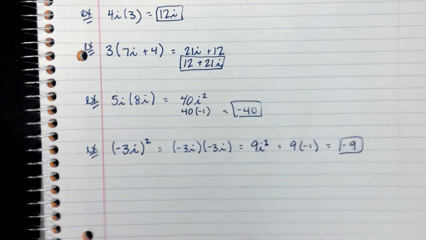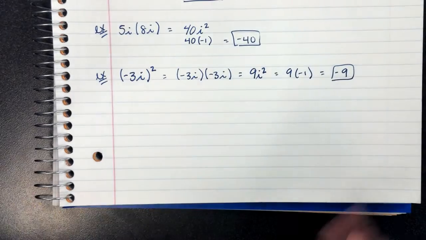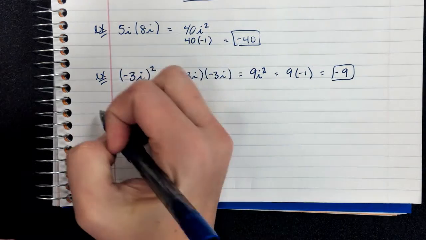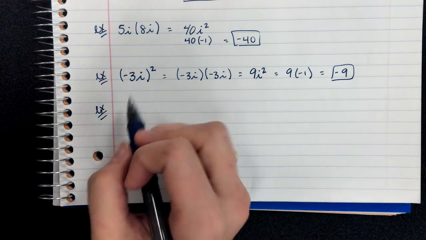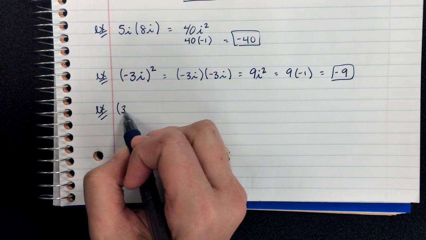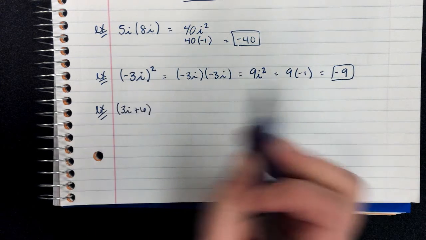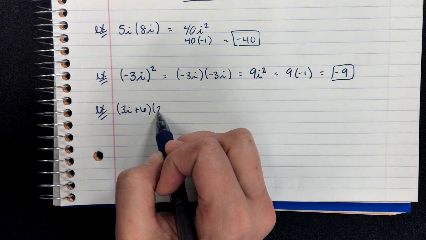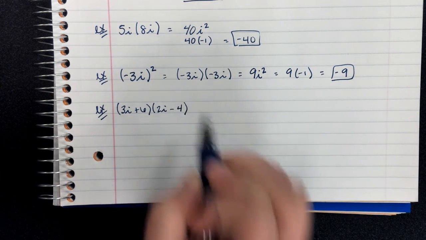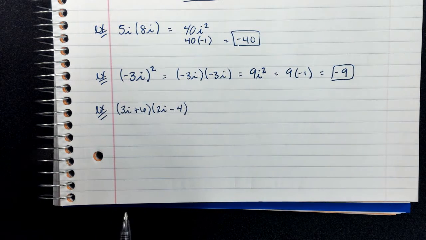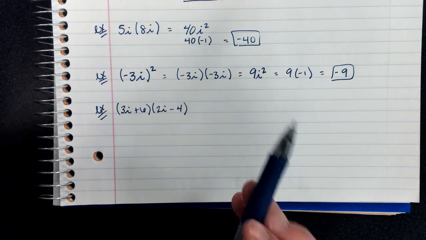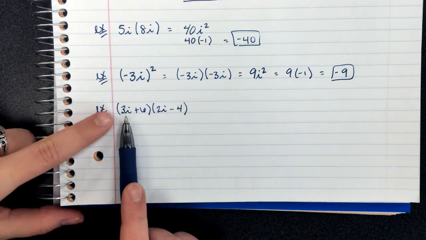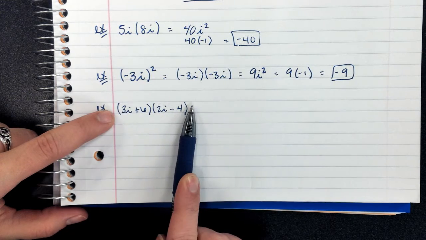Okay, one more. It's the most challenging only because it's a lot of work. Okay? There's 2 ways to do it. I'll show you both ways. So let's say I have 3i plus 6 times 2i minus 4. We have to FOIL or double distribute. So this 3i has to go to both of them.